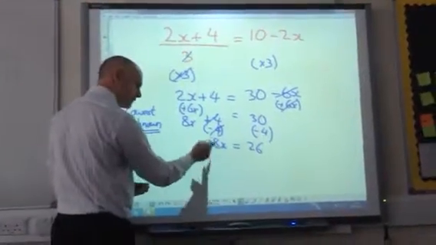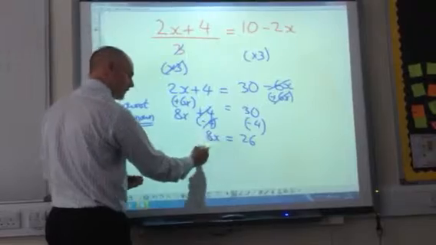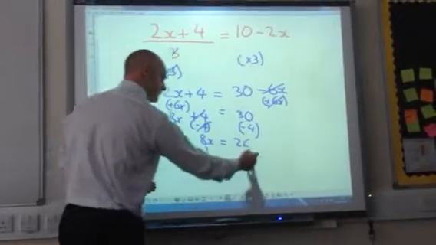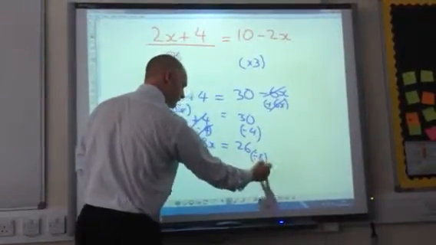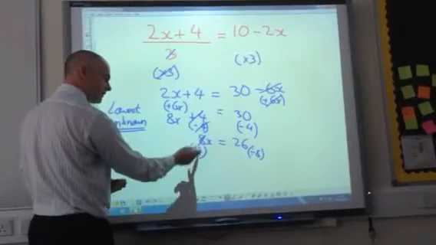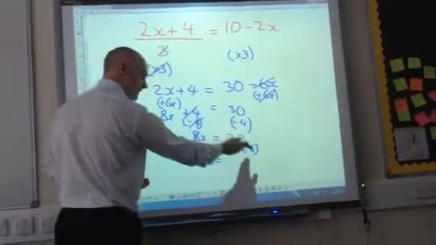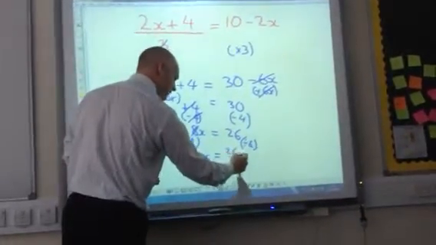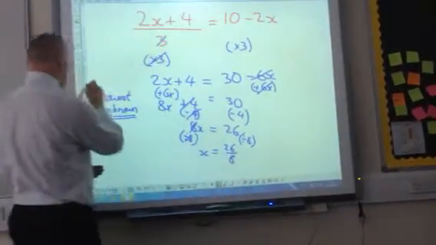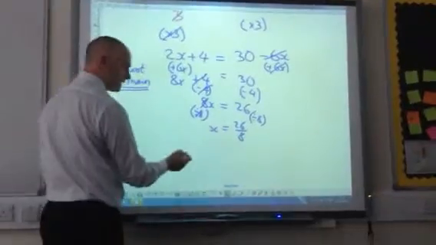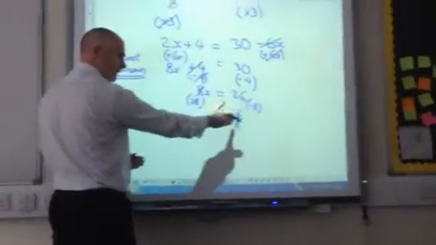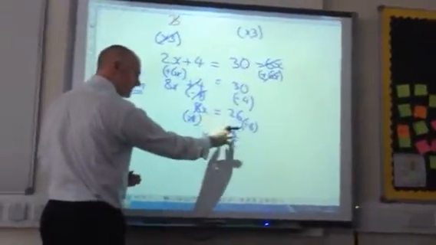To get rid of the 8, which is in front of the x, currently multiplying, we divide by 8. We divide this side also by 8. 8 divided by 8 is 1, so it leaves us with 1x, which I can just write as x. And 26 divided by 8, I initially write as 26 over 8. However, I told you before, when we dealt with mixed numbers, I don't want it written like that. I want to turn that into a mixed number.